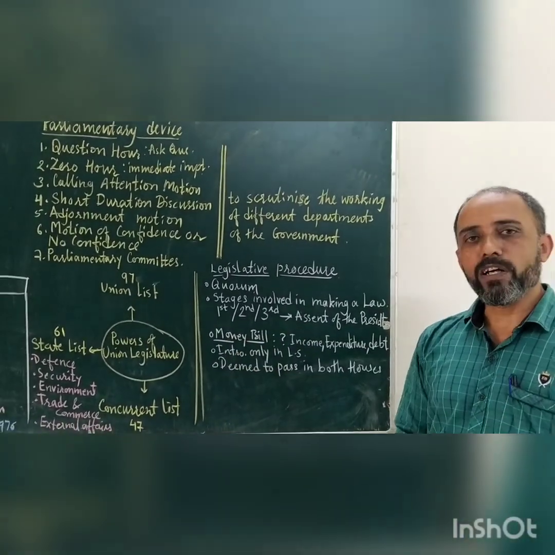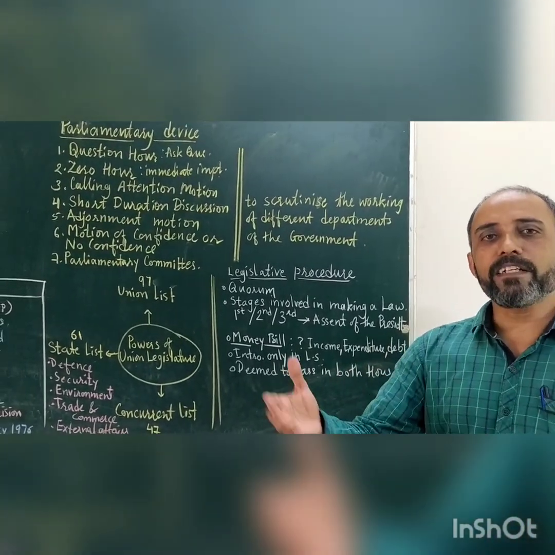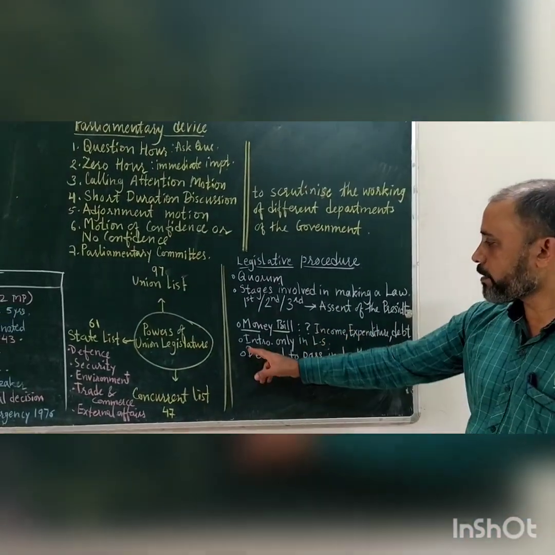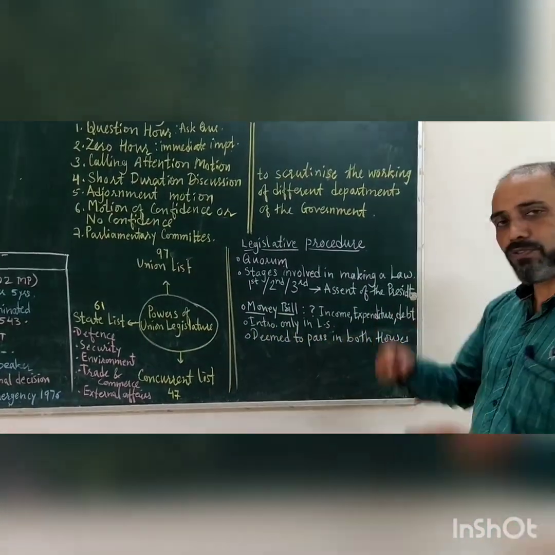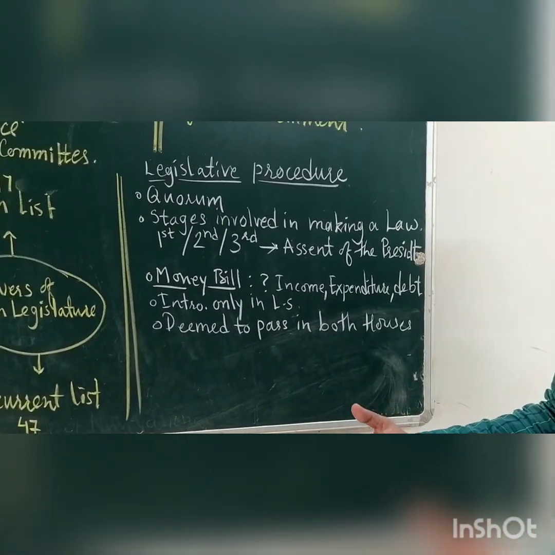Next is the money bill. What is a money bill? A money bill is nothing but a bill that deals with the income, expenditure and debt of the government. So that is the money bill. Every money bill is introduced first in the Lok Sabha. Then it is deemed to be passed by both the houses.